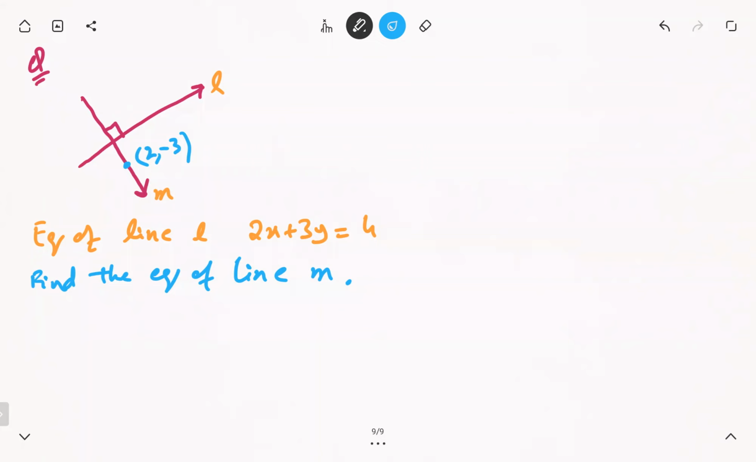2, minus 3. The line L and M, again I would say don't wait for me, start, think on this. The line L and M are perpendicular. The line M is passing through 2, minus 3. Equation of the line L is 2x plus 3y is equal to 4. Find the equation of line M.